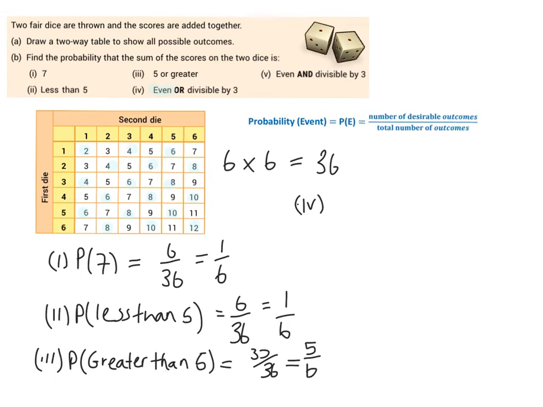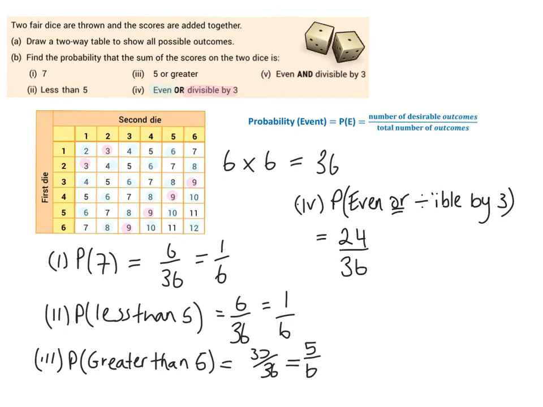And if we look at all of the ones, they're the even numbers, and then we highlight the ones that are divisible by 3. Well, divisible by 3 is 3. Then we've got 9. And we also have 12. So that leaves us with a total of 24 outcomes that are highlighted. So this leaves us with 24 over 36, which very simply breaks down to 2/3.